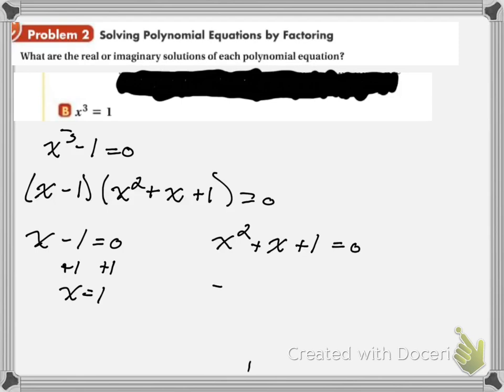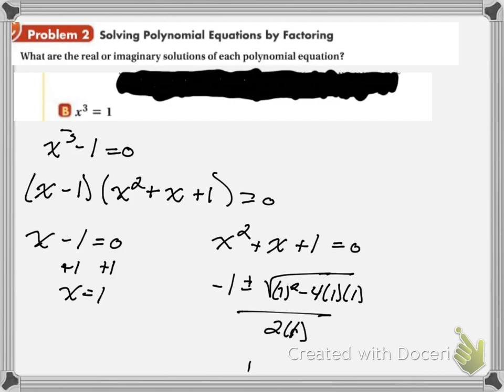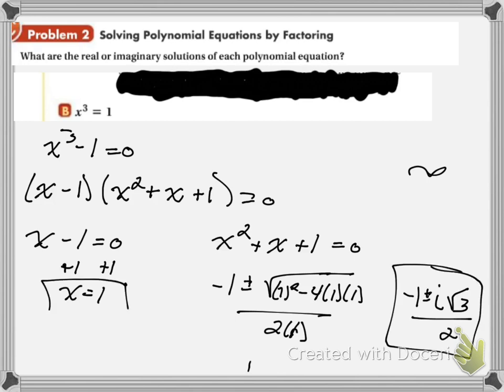Quadratic formula, negative b plus or minus square root of b squared minus 4 times a times c, all over 2 times a. So that gives me negative 1 plus or minus, that gives me negative 3 in there, so i radical 3 over 2. There's your other two answers. So those are your answers total.